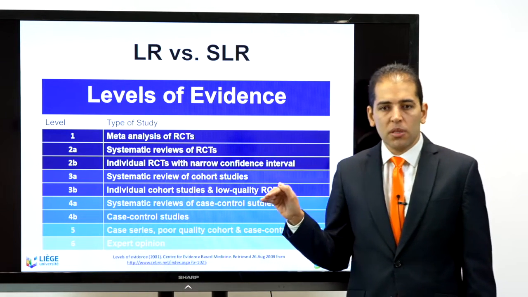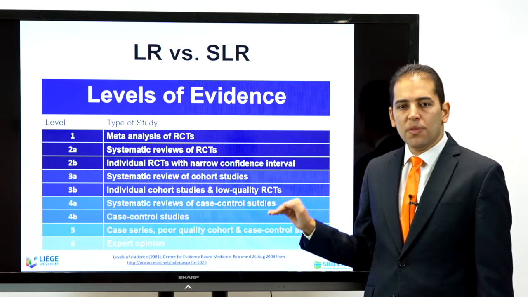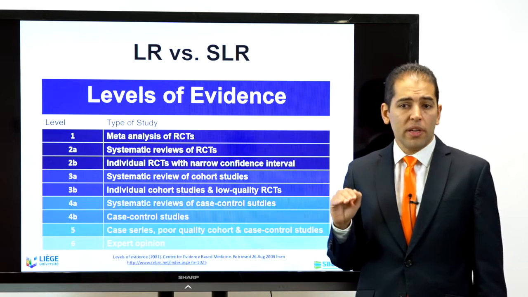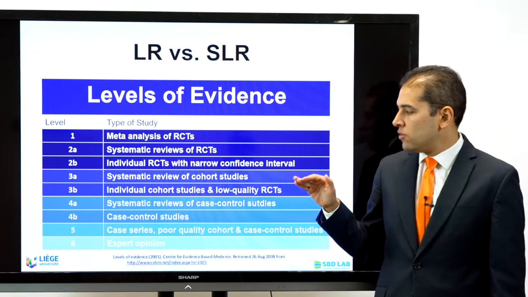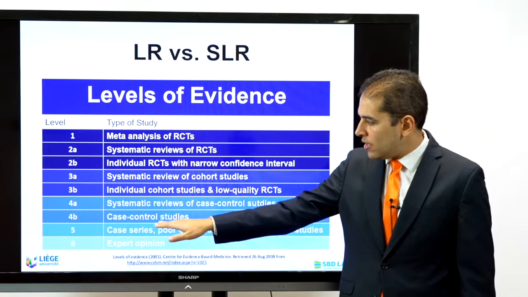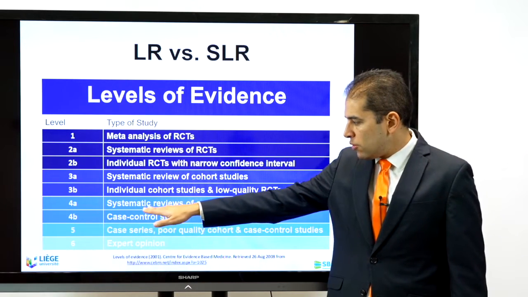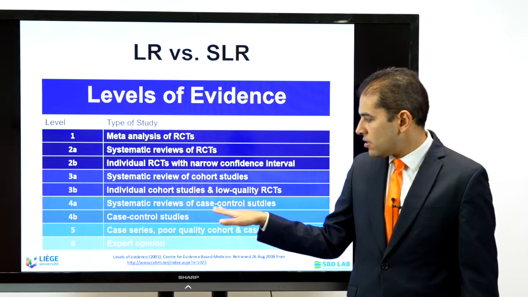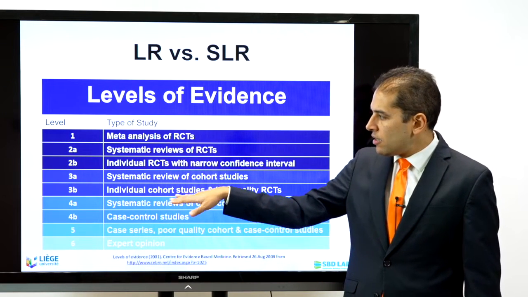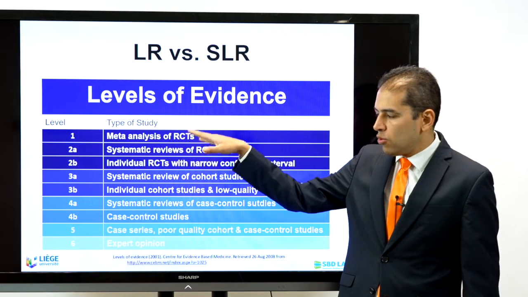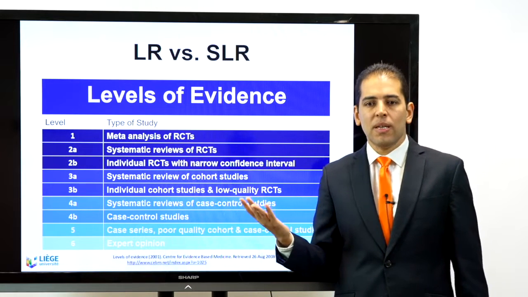Now, if you ask me where I should classify the literature review and where I should classify a systematic literature review, a literature review can stand up to level 4, which is simply case control. But anything higher than 4, the 3 or 2 or 1, requires a systematic literature review.